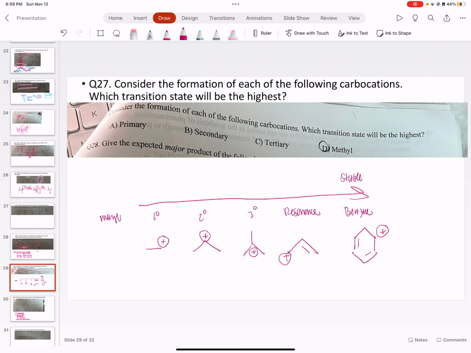Okay, so consider the formation of the following carbocations and which transition state will be the highest. You're going to have more energy when you're least stable. If we look at our chart, the least stable is going to be a methyl carbocation. That's why it will be your right answer, because transition states are mainly about energy. You're going to produce more energy when you're least stable. So therefore methyl will be the transition state that will be the highest.